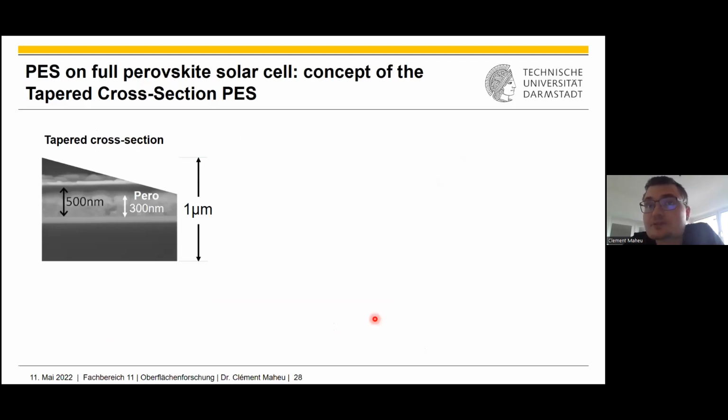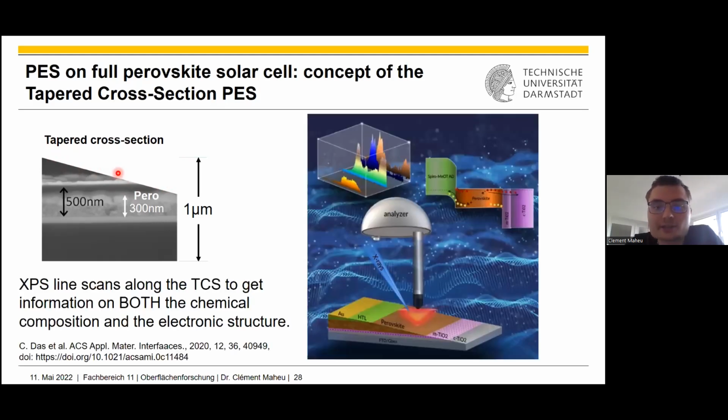So for that, we developed a third methodology inside our group, which is called tapered cross-section photoelectron spectroscopy. I told you that the normal cross-section was too small, or let's say the lateral resolution of our machine was too high for a normal cross-section of your device. The idea is to create a tapered or tilted cross-section in order to convert this 1 micrometer cross-section into a several millimeter cross-section. If you have a really, really low angle here, then you can really evidence all the different layers, and you can then measure the different layers of your stack just by doing a line scan with XPS, UPS, and again you can get some chemical composition and electronic structure of your device.